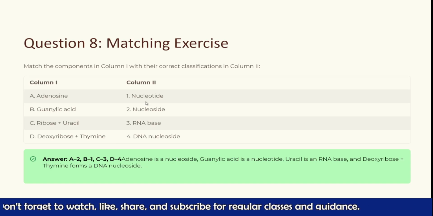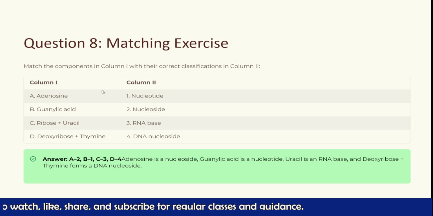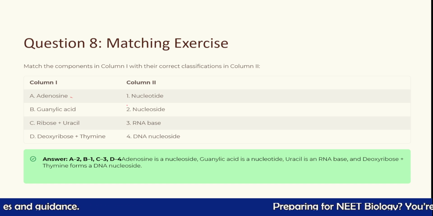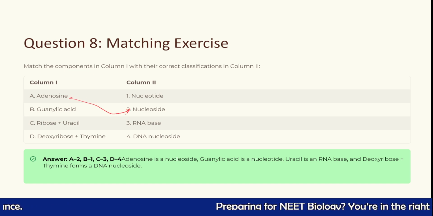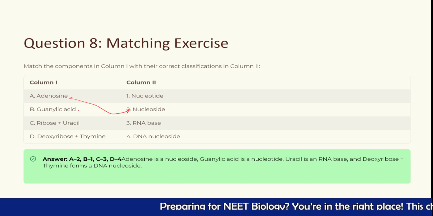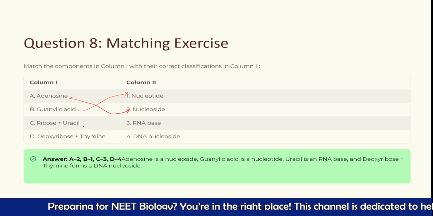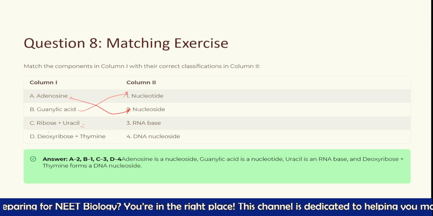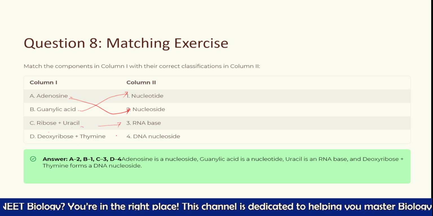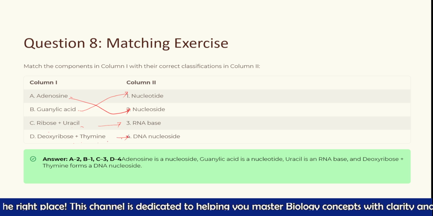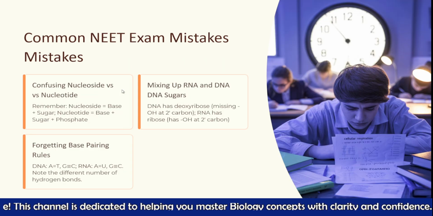Then there is match the following. Adenosine is what? Adenine and adenosine, don't get confused with these two terms. Adenosine is a nucleoside, right? Guanylic acid is a nucleotide. Ribose plus uracil, that is the RNA base. Deoxyribose plus thymine, that is in the DNA, right?